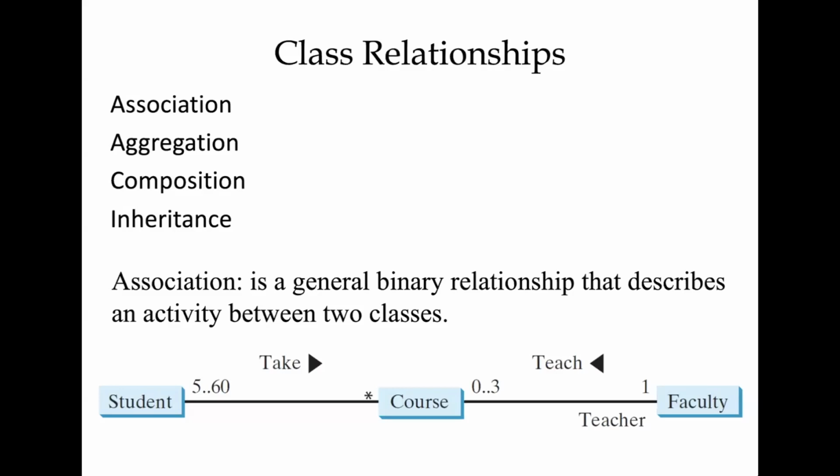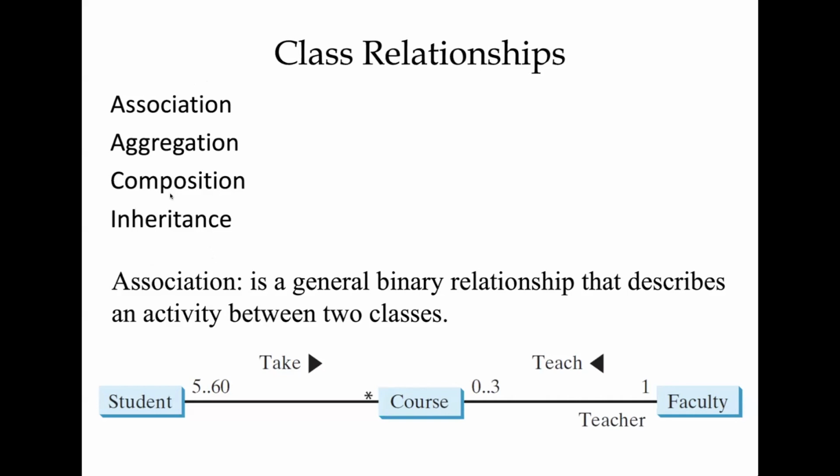Let's look at class relationships in object-oriented programming language. There are four of them: association, aggregation, composition, and inheritance. These class relationships describe how classes are connected or associated with each other in a program.